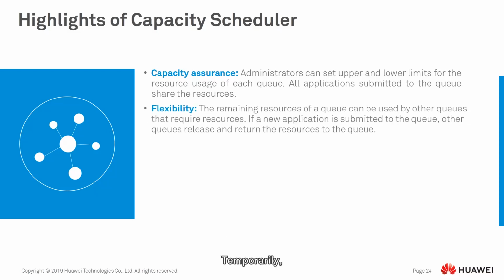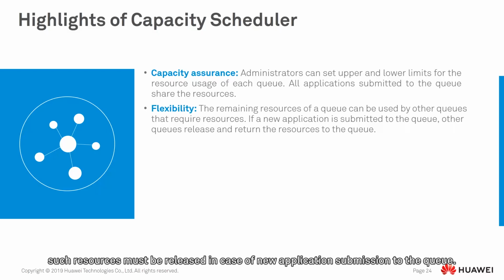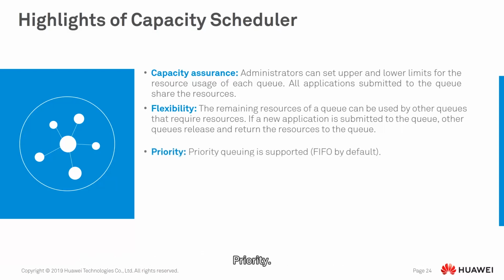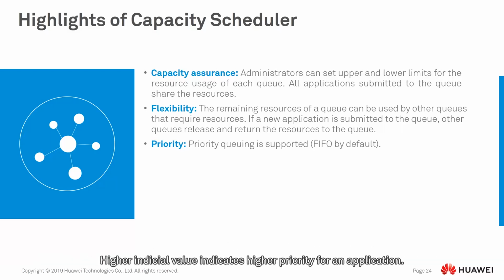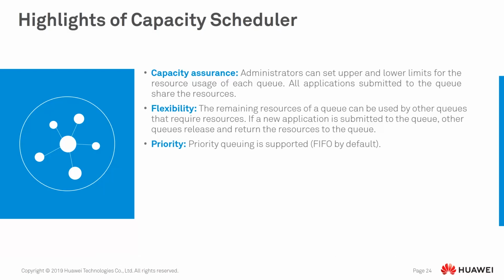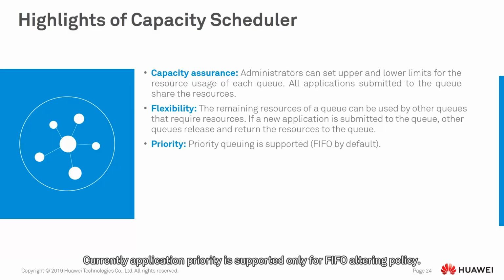Flexibility. Temporarily, resource supplies of a queue can be shared with other queues. However, such resources must be released in case of new application submission to the queue. Such flexible resource allocation helps notably improve resource usage. Priority. This feature allows applications to be submitted and scheduled with different priorities. A higher integer value indicates higher priority for an application. Currently, application priority is supported only for FIFO ordering policy.